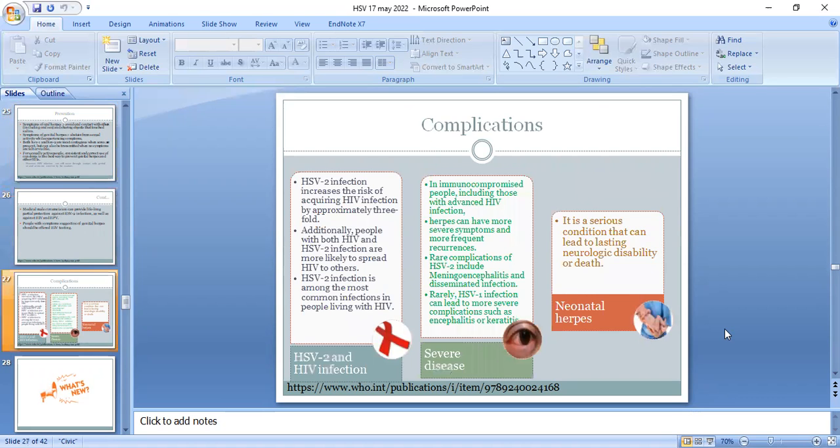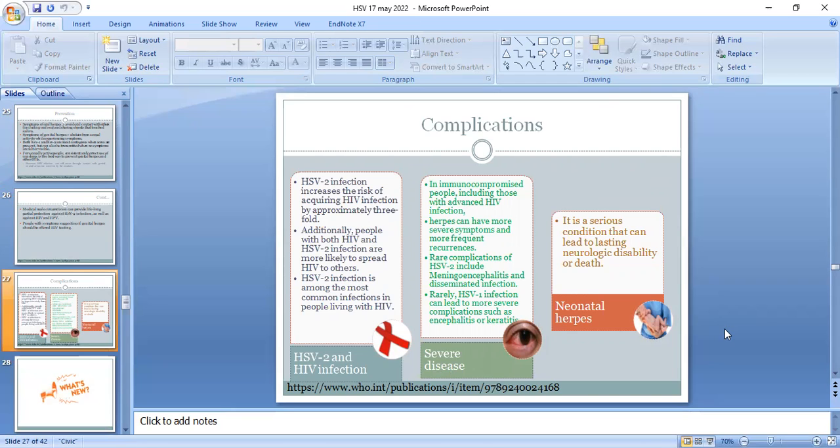Know the complications that can arise after the herpes simplex infection. Type 2 infection increases the risk of acquiring HIV infection by approximately threefold, and additionally, people with HIV and herpes simplex 2 infection are more likely to spread the HIV infection. Herpes simplex type 2 infection is among the most common infections in people living with HIV.